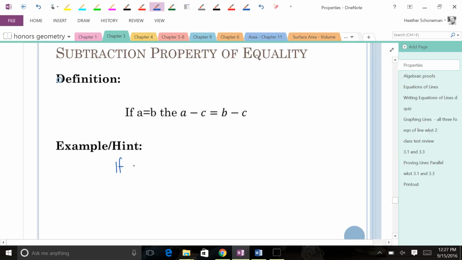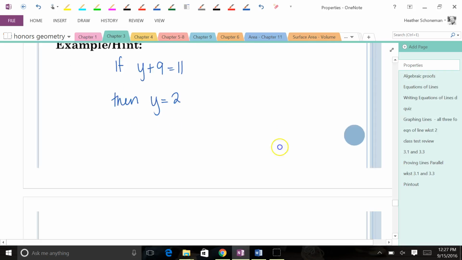So if I have y plus 9 equals 11, then I can write y equals 2. Because what did I do to solve that equation? Subtracted 9 from both sides. Okay? And you can probably figure out the other two.